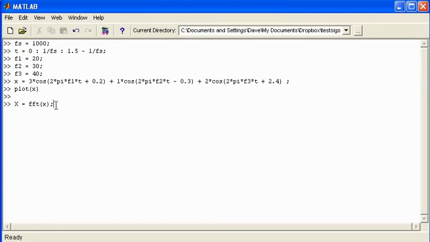So what's going to happen is the FFT function will analyze the time domain signal x and store the result in the uppercase variable capital X. And when I hit return, all that work is done. All that's happened is the FFT function has been used to analyze x.